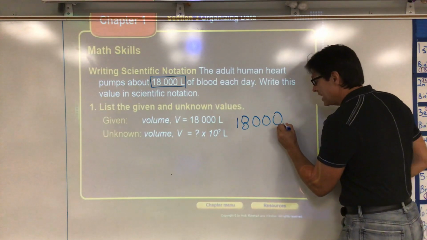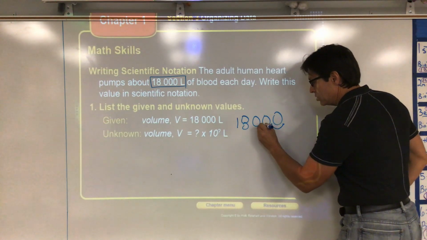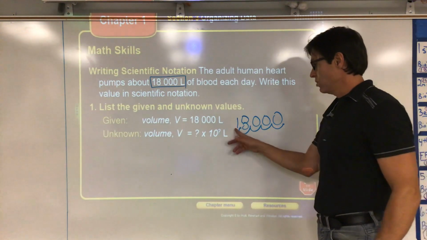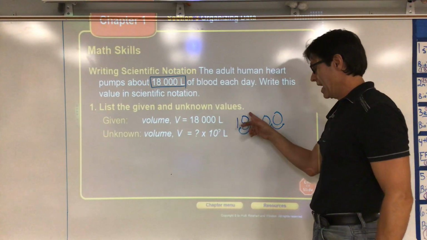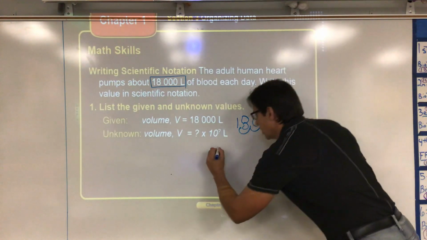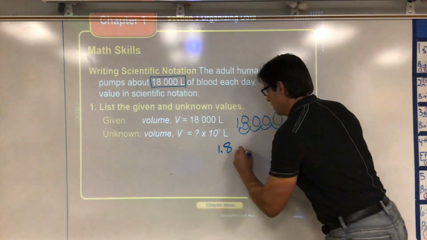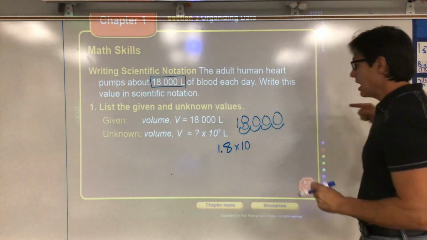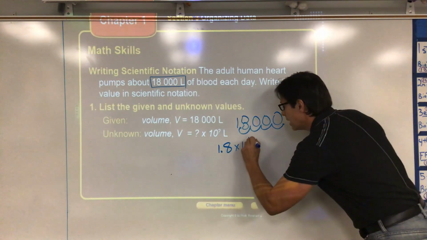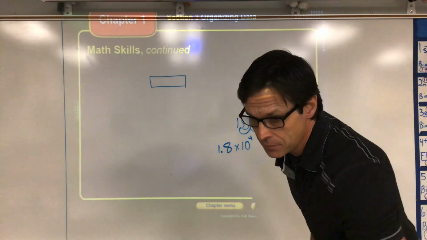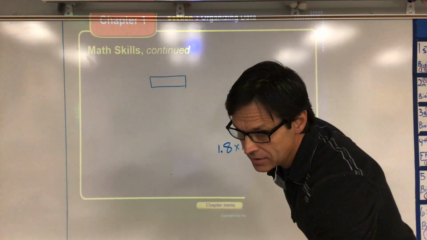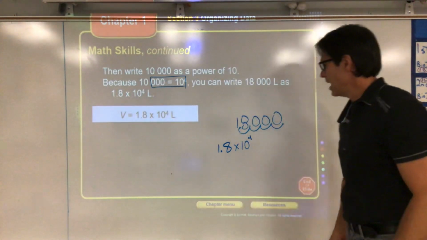You move the decimal to the last 2 whole numbers you have in the problem, the ones and tens place. You see these are 2 whole numbers, 1 and 8. So I moved it 1, 2, 3, 4. So that is 1.8 times 10, and since I went to the left, it's going to be a positive exponent. 1, 2, 3, 4, times 10 to the 4th. Let's see if that matches up with my answer when it comes out. There it is.